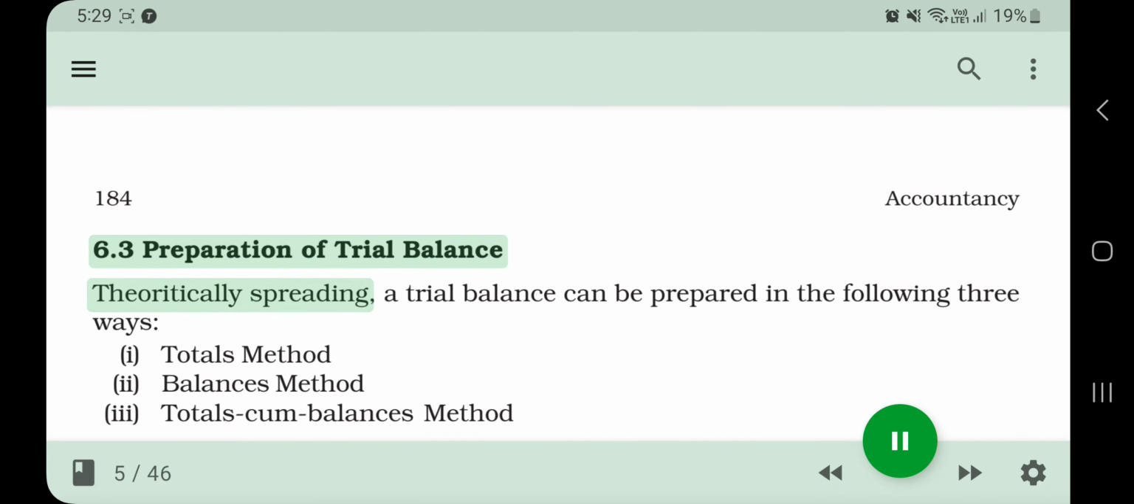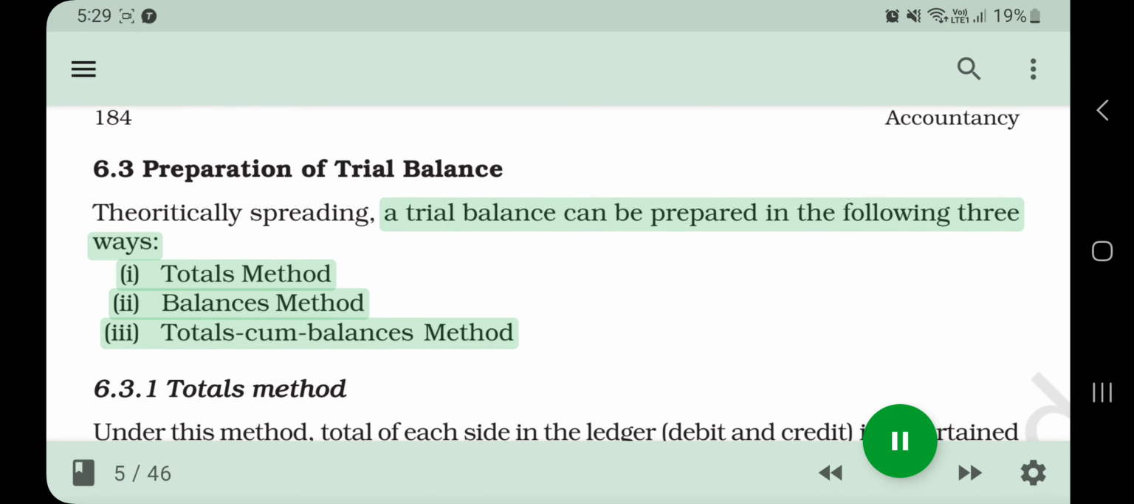6.3 Preparation of trial balance. Theoretically speaking, a trial balance can be prepared in the following three ways: I. Totals method. II. Balances method. III. Totals cum balances method.